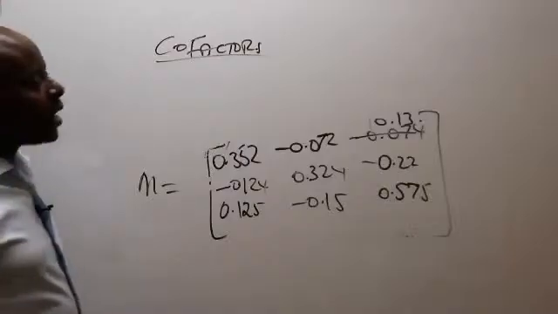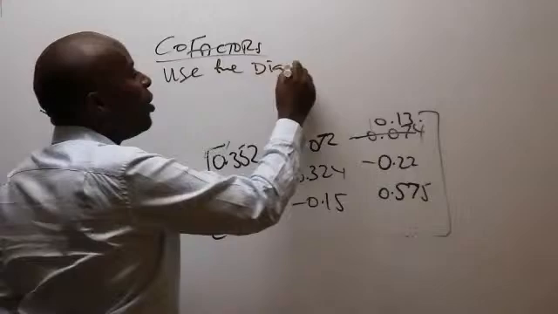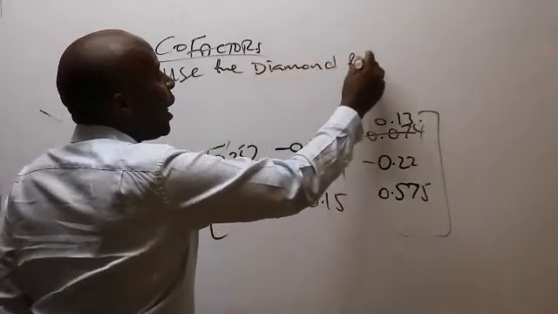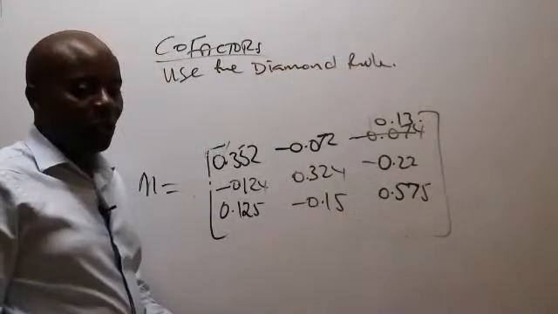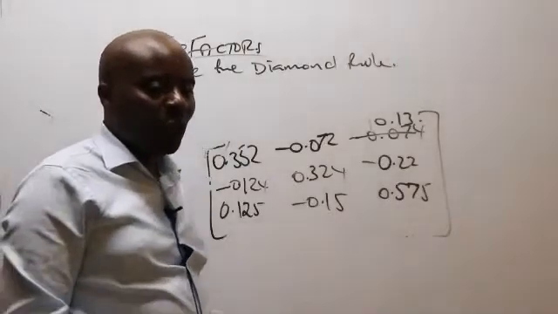Basically, to get cofactors, we use the diamond rule. We use the diamond rule. So you use the diamond rule, and at this particular juncture, I would want to know whether there is any of my students here who has ever seen a diamond, real life, a real diamond.